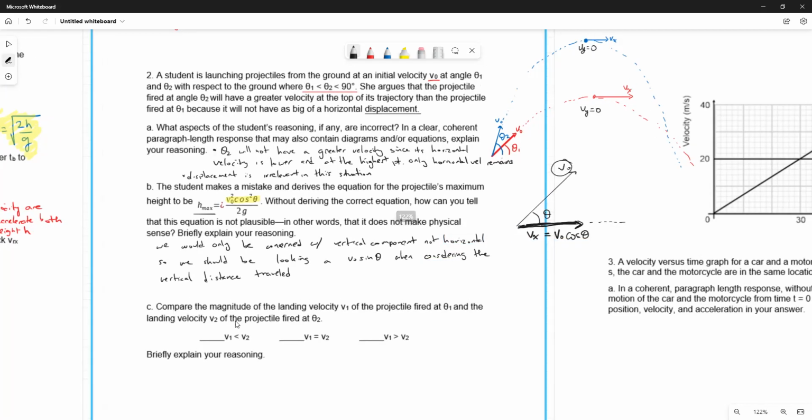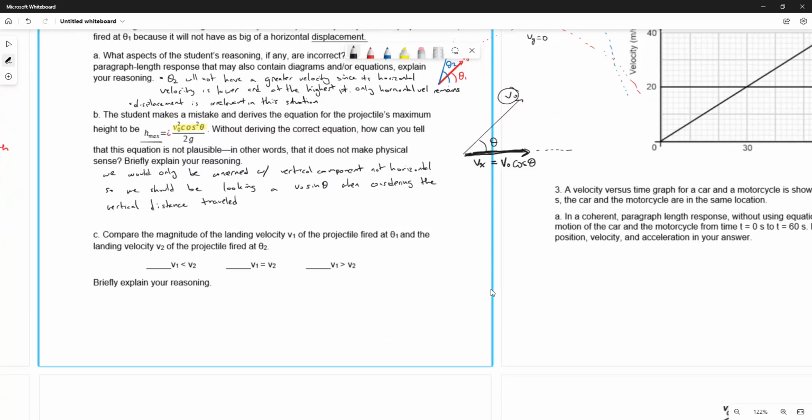All right. Then we're asked to compare the magnitude of the landing velocity. Magnitude just means the size of the velocity, how big the velocity is. Doesn't matter whether it's positive or negative. And of the two projectiles fired at different angles, right? This is a little tricky because you might think, well, earlier, the angle did matter when we're talking about the highest point. And that's because we had to separate the x and y, right?